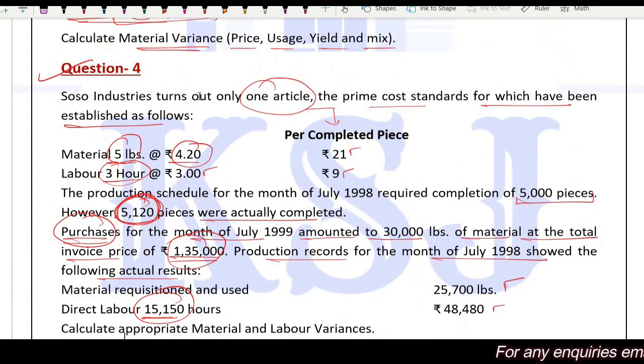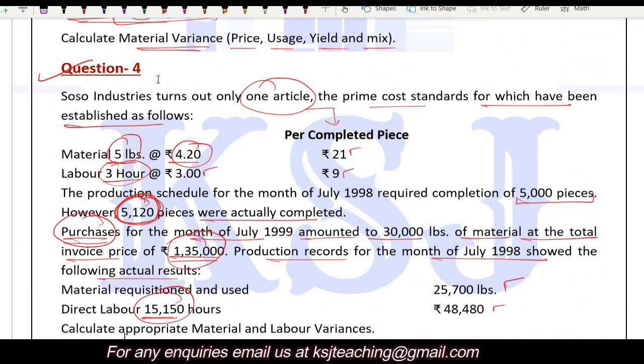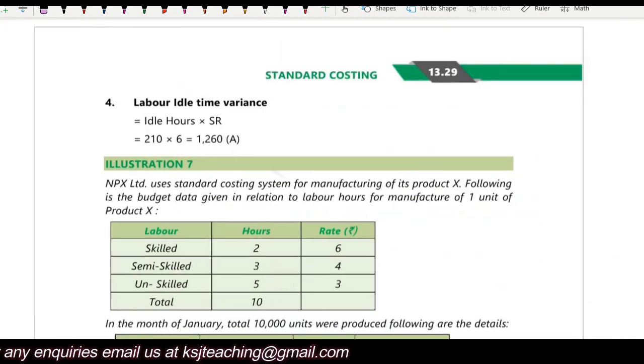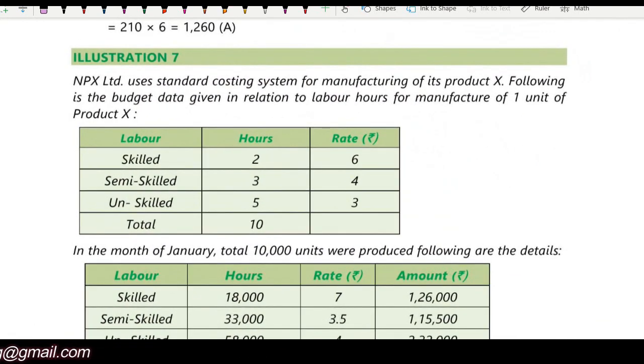Right? So we are done with this question number 4. Now we have to do one more question where we'll be calculating the labor mix and the yield variance, and we will have the idle time, and that question has been picked. I picked that question from your ICI study mat only. Illustration number 7 is there in your books. Let's see.